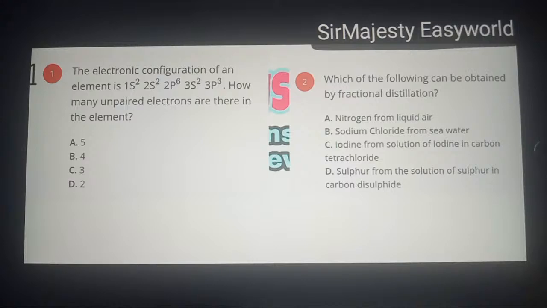Nitrogen from liquid air. Exactly. You can prepare nitrogen from air by fractional distillation. You know that I will explain number 1 calculation, but number 2 is self-explanatory because fractional distillation is based on differential boiling points of the mixture, and remember that they should be miscible.